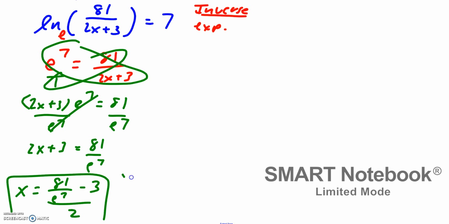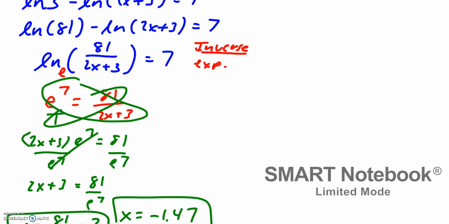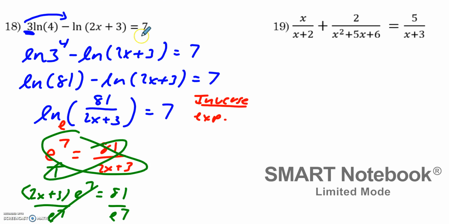But if you actually plug this into your calculator, divide, subtract 3, and then divide by 2, your answer would be negative 1.47, which, if checked in the original equation, and by original I mean all the way back at the beginning, it does work. Each side equals 7.